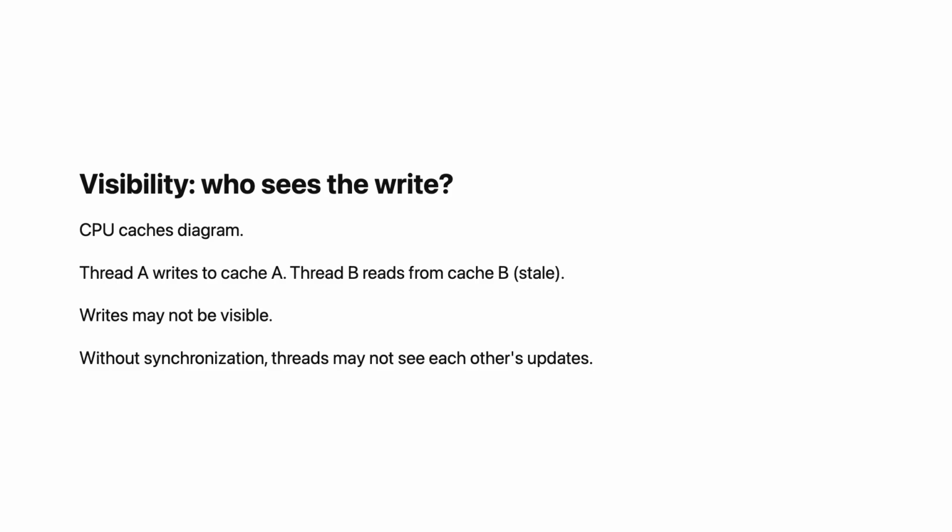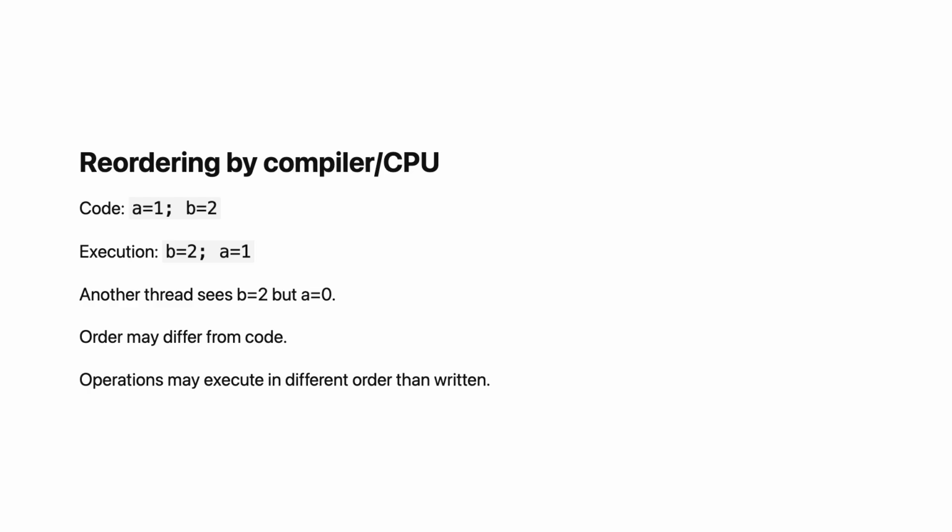A common pattern, a flag to stop a loop: done = true in one thread. While not done in another. Without visibility guarantees, the loop might never see done become true. Visibility requires synchronization. Just because you wrote a value does not mean others see it.